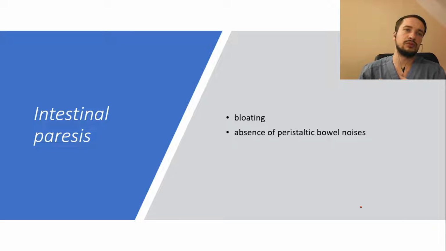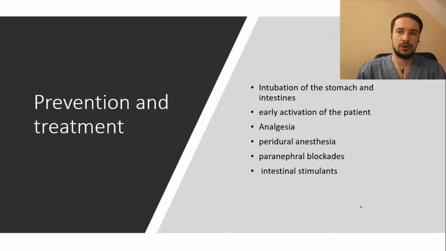Signs of intestinal paresis are bloating and lack of peristaltic intestinal noises, and for the prevention of this situation, we will use intubation of the stomach and intestines, early activation of the patient, normal analgesia, peridural anesthesia, paranephral blockades, intestinal stimulations.